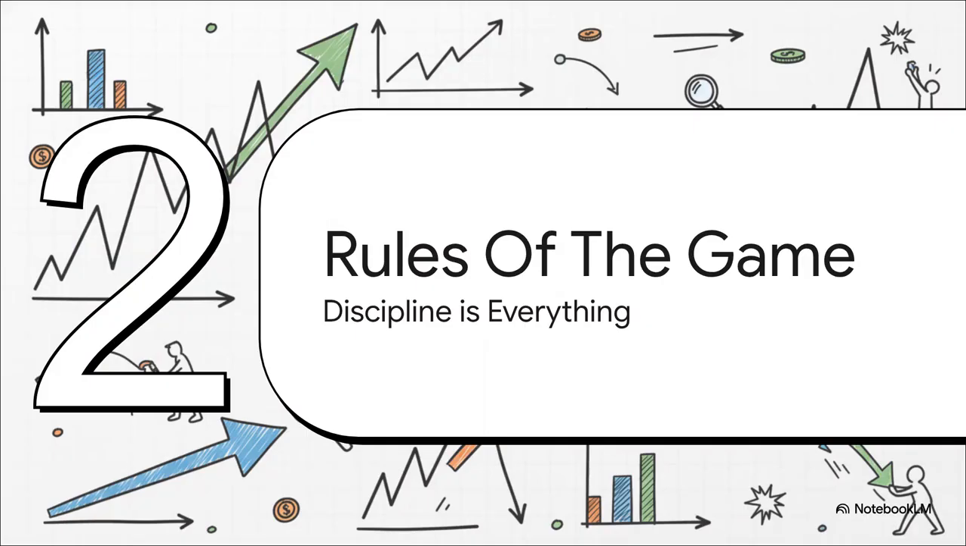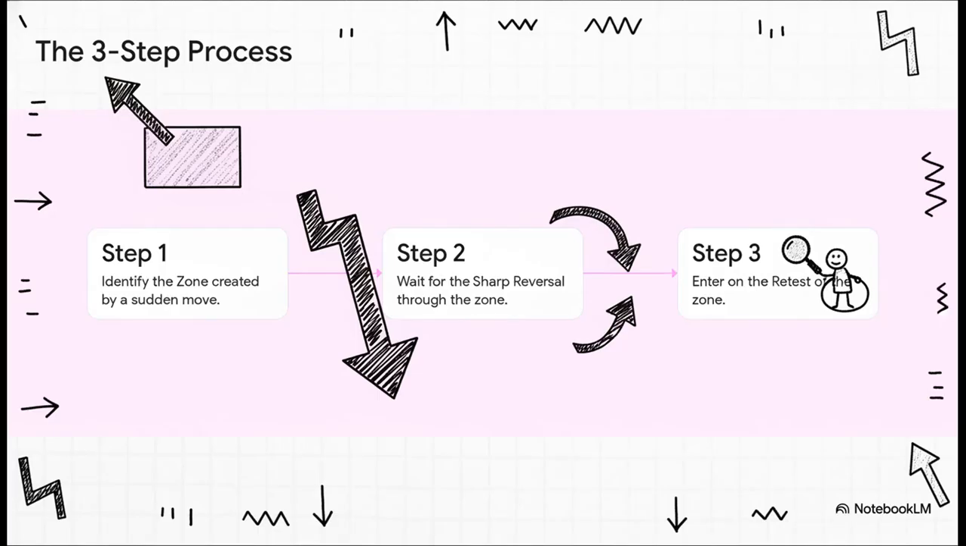Look, knowing the pattern is one thing, but actually trading it, that takes rules. And in trading, discipline is everything. So let's lock in the framework for how to actually execute this. Let's just simplify this whole thing down. It's really just a 3-step process. Step 1, you identify the zone that was created by that big, sudden move. Step 2, you wait patiently for that sharp reversal back through the zone. And step 3, and only after the first two happen, you enter on the retest. That's the whole playbook right there.